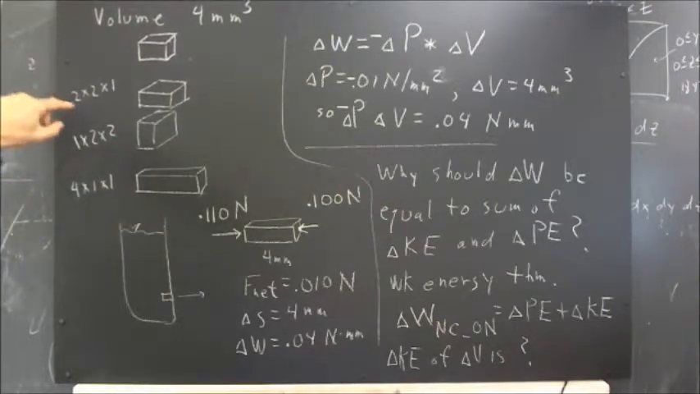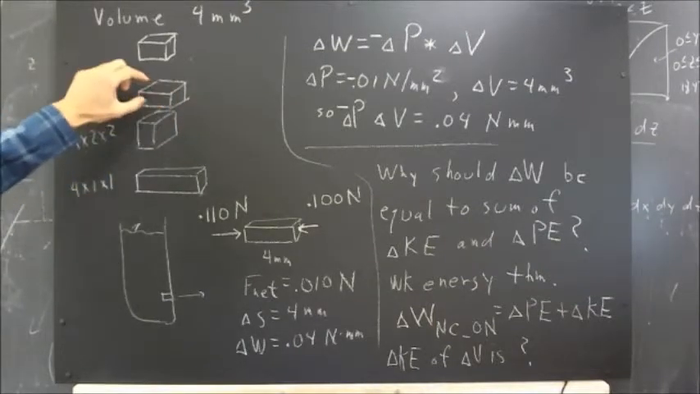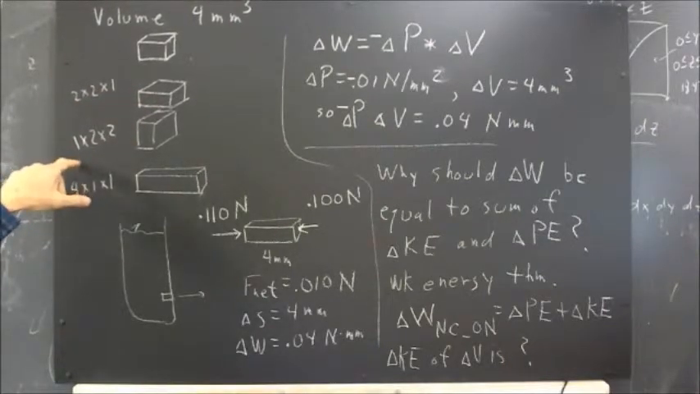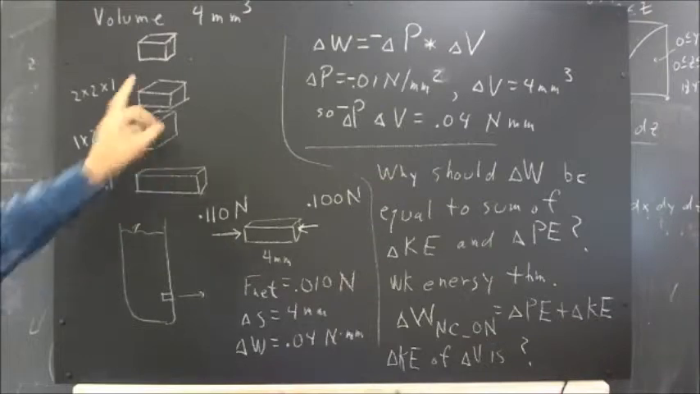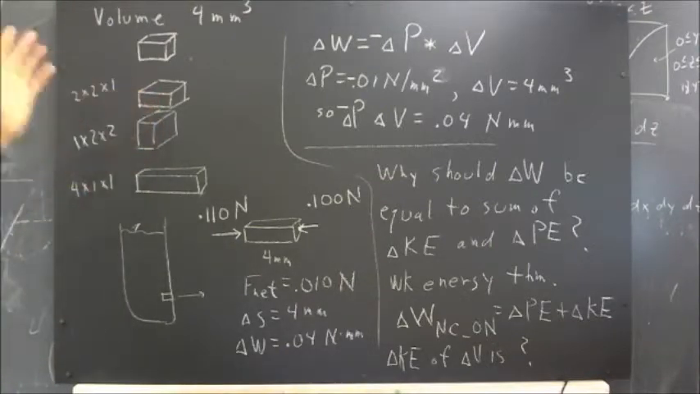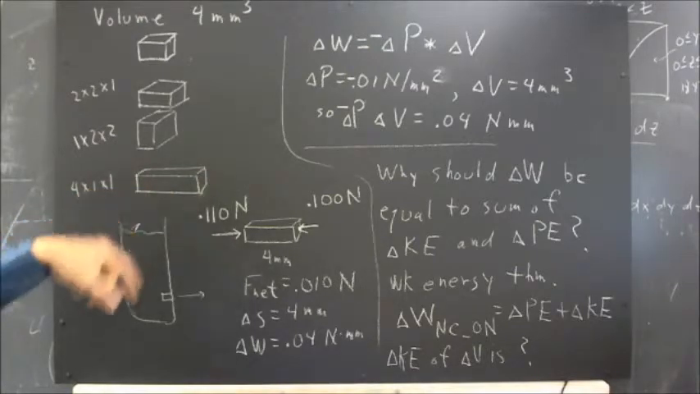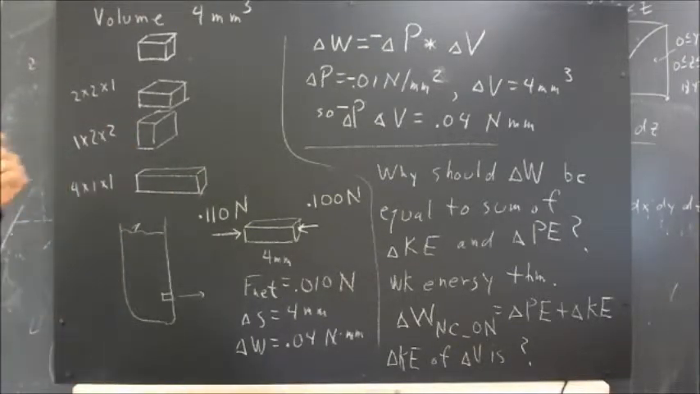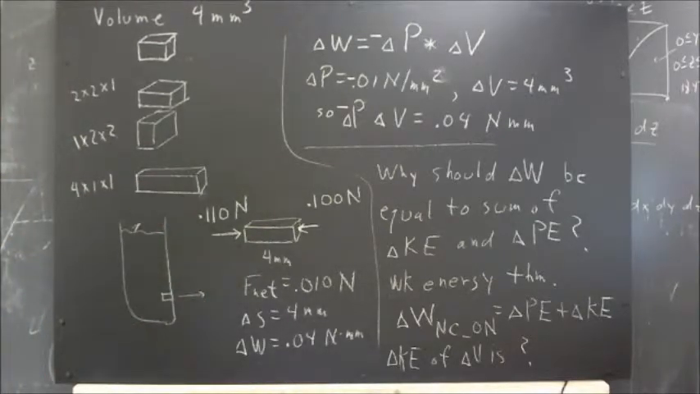If we go length, width, height, then length of 2, depth of 2, height of 1, the increment could look like this. If it's 1 by 2 by 2, length 1, depth 2, height 2, you understand what I'm saying, or 4 by 1 by 1 would look like this. So we could have any of these shapes. Let's just choose the last of the shapes and do the calculation.